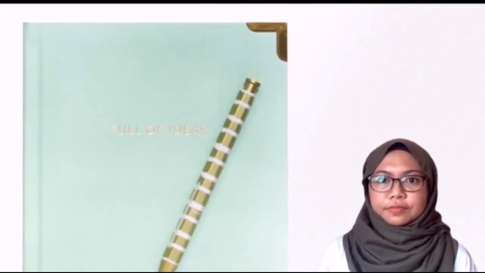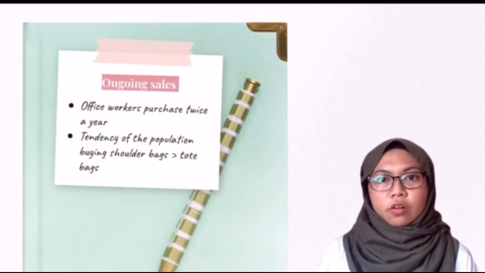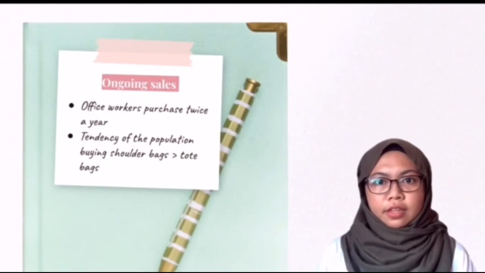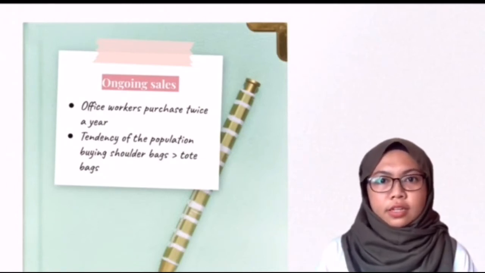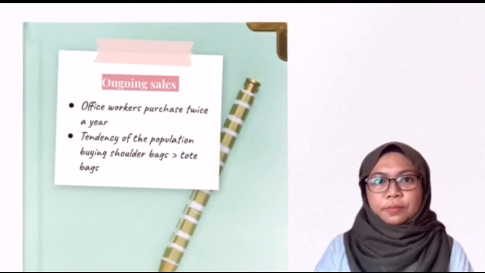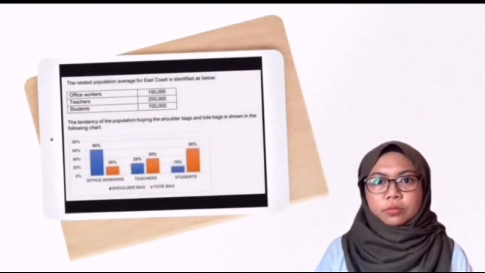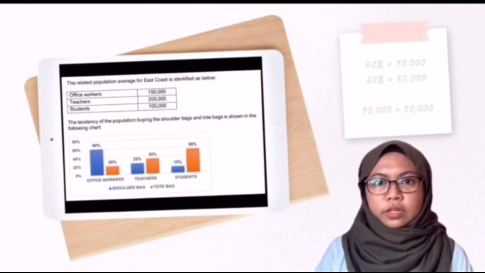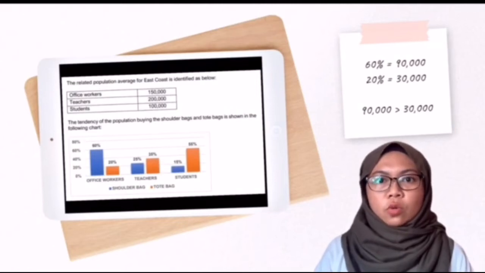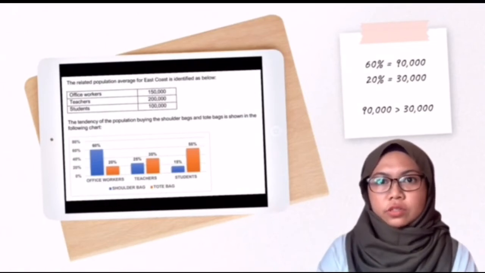Last but not least, shoulder bags should be the focus of K-Spade because from the market survey, office workers were found to replace their handbags every 6 months, while teachers and students replace their handbags once a year. In addition, based on the data gathered by the management, the tendency of office workers from the population in the East Coast to buy shoulder bags is triple the percentage of office workers who prefer to buy tote bags, which is 90,000 and 30,000 office workers respectively from the calculation in the previous requirement.